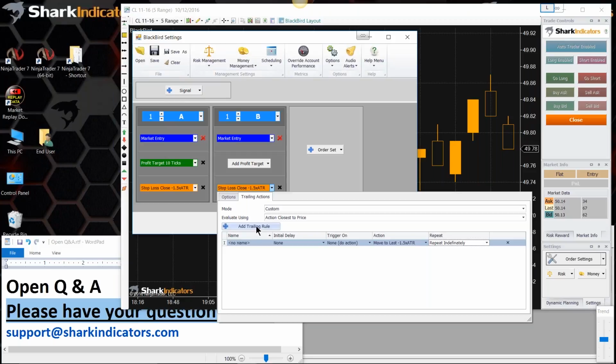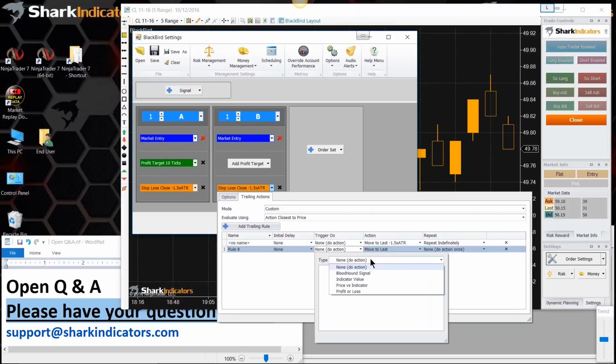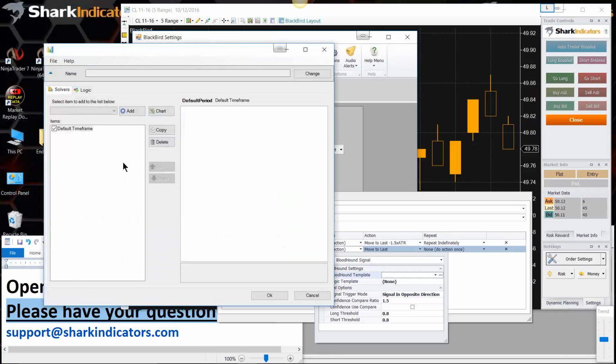Getting back to RJ's question, if we wanted to use a BloodHound signal to close out order set B, or trade 2, then we could use a triggering event. And remember, BloodHound signals would be a triggering event. So we could put a BloodHound signal on there, and we'd go load. We'd have to load our BloodHound template.